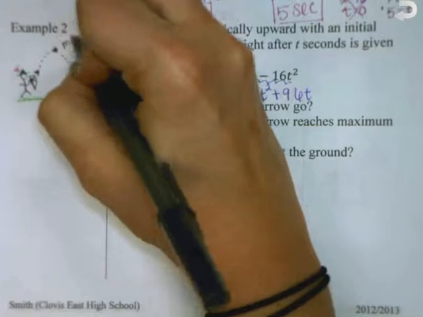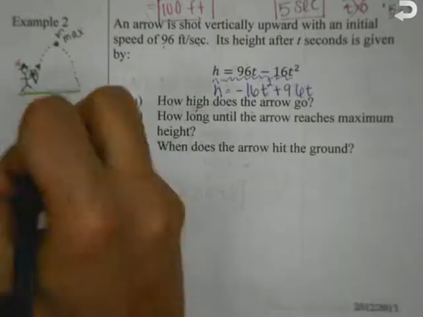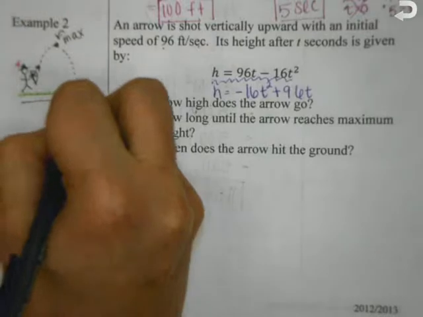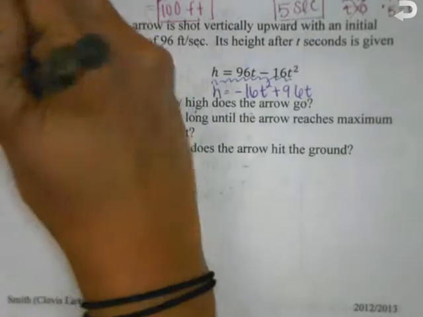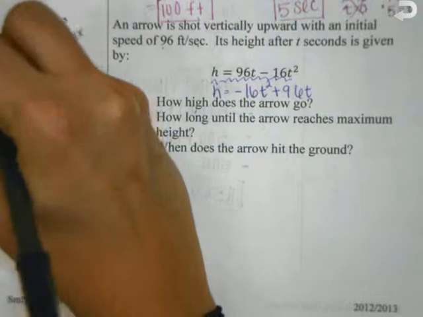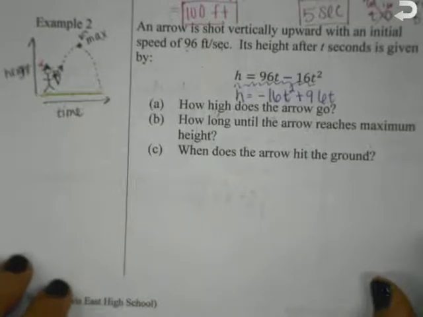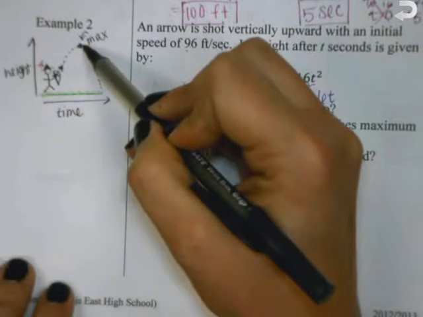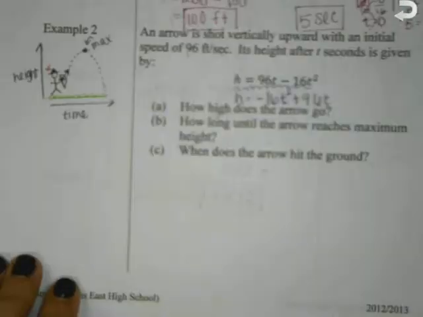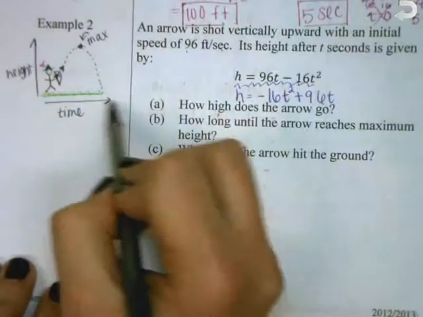As time passes, that's our x-axis, and the height is going up and down. So as time passes, my height is changing. It reaches a peak point, and then it starts to fall, but time is still passing. Here, when it hits the ground, that's when our height is equal to 0.